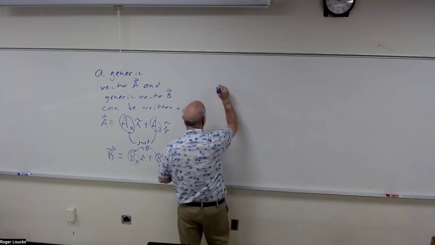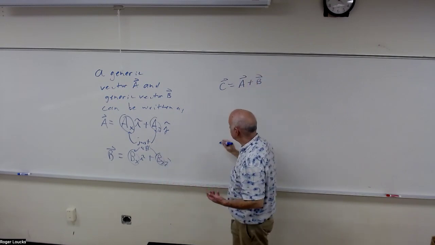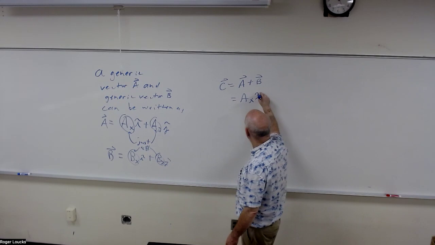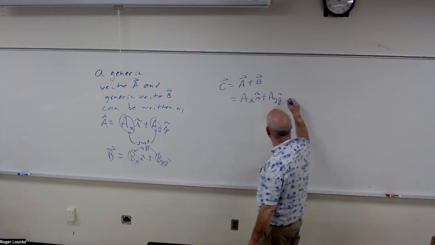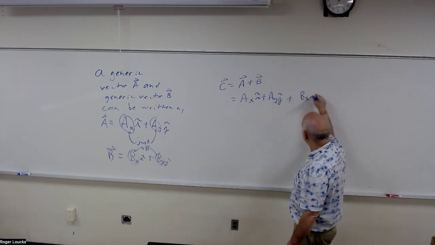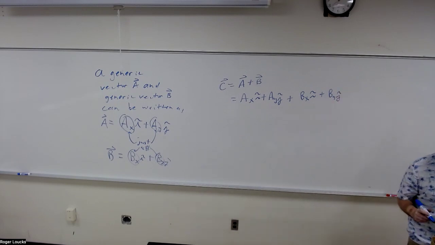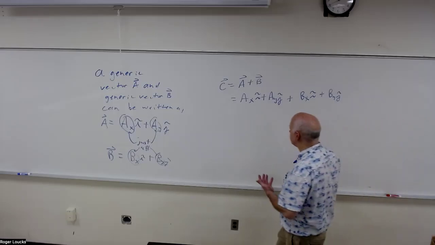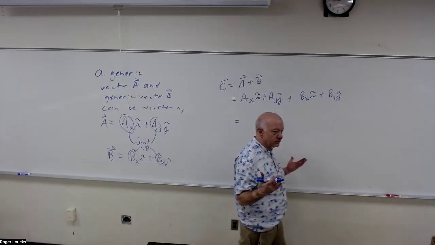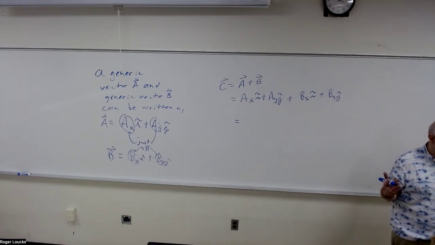So if I then said C equals A plus B, what does that give me? This gives me AX I hat plus AY J hat. This is my vector A. Then I add my vector B, my buddy here. Okay, tell me what I have in the I direction. How far am I going in the I direction? Say it mathematically correctly.